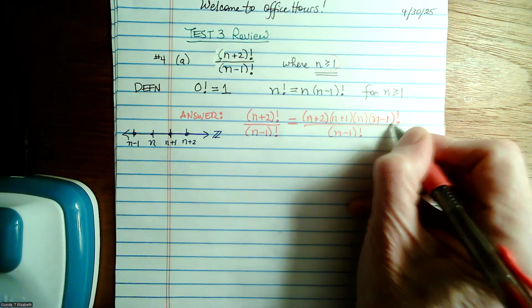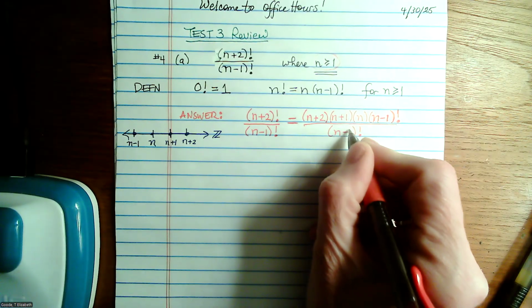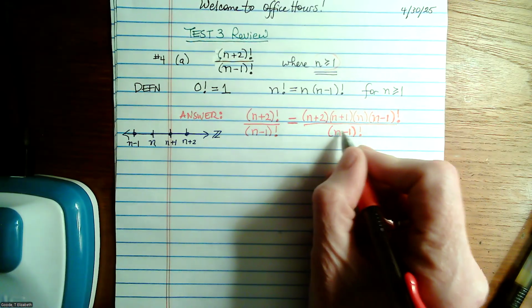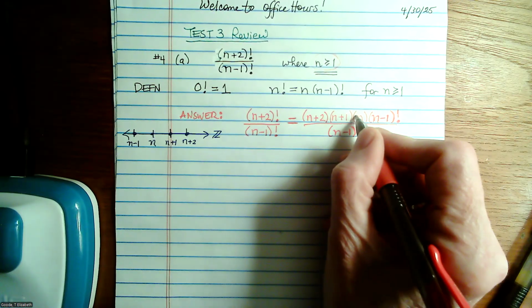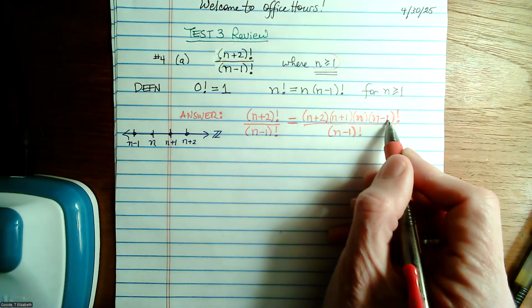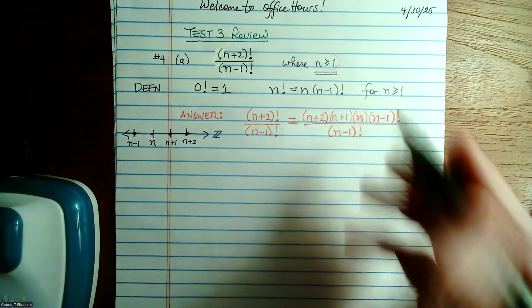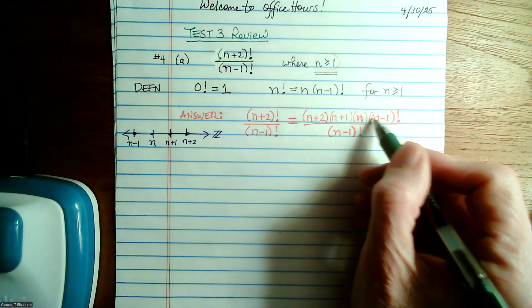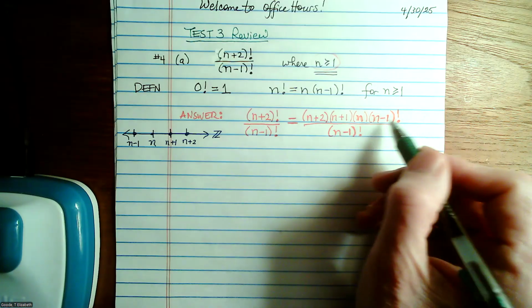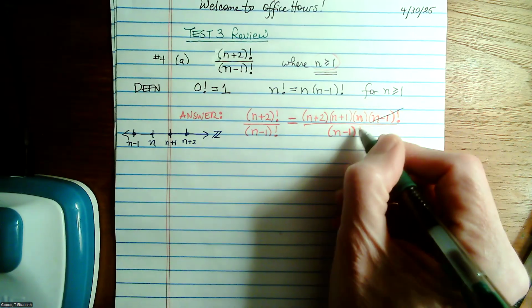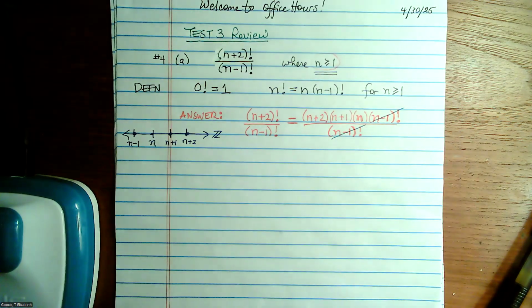The reason we stop at n minus 1 factorial is because we know that down here on the bottom, we have n minus 1 factorial. These are integers that are being multiplied together. So once we get to n minus 1 factorial, which means n minus 1 times all the integers that are smaller down to 1, these two factors cancel.